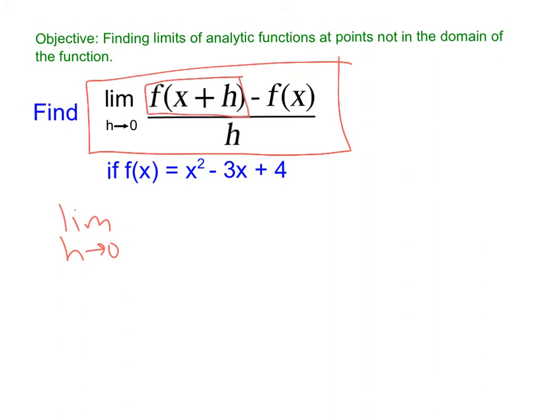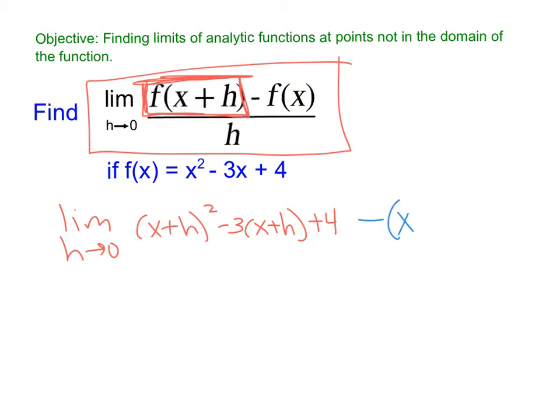So I'm going to start with the f of x plus h. X squared becomes x plus h squared, minus 3 times x plus h plus 4. That's just this thing up here, the f of x plus h. But we have more to it now. Now I'm going to do minus f of x: minus x squared minus 3x plus 4. And then all over h.